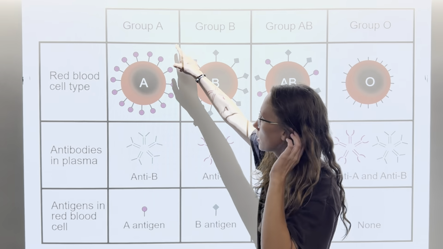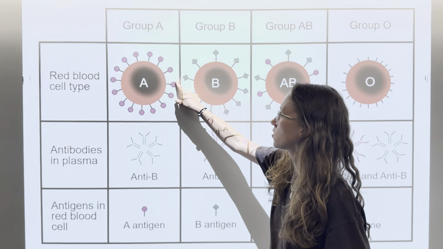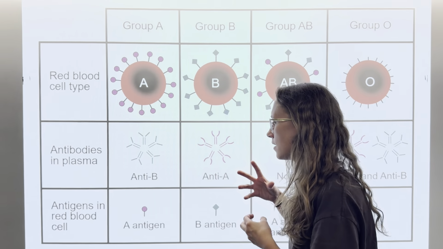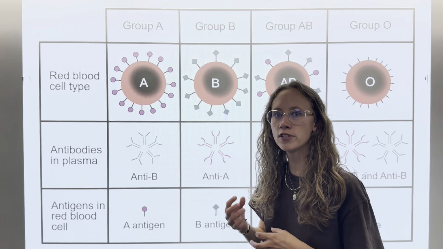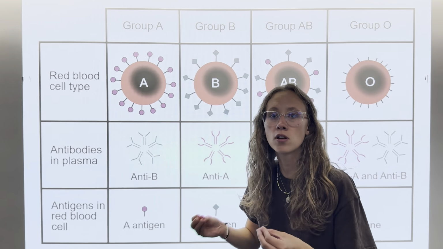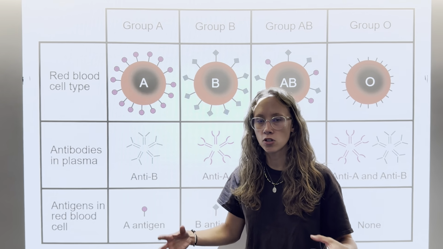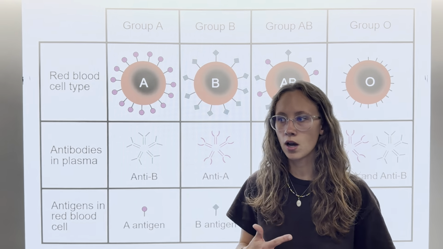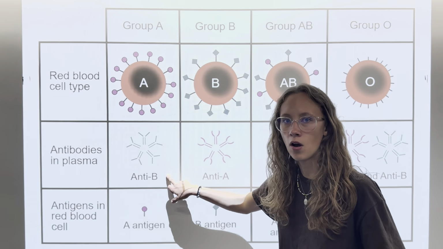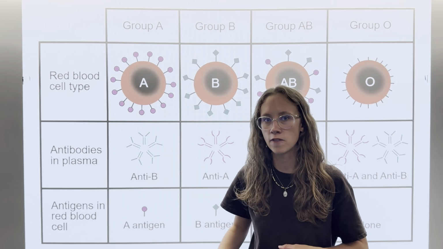So as we can see in group A, we have these A antigens that are on the surface of the red blood cell. What an antigen is, is a molecule that sits on the surface of a cell that basically alerts the body of whether or not that's your cell or not. So antigens help you determine whether or not that cell is yours and help communicate with other types of cells. Antibodies, on the other hand, are pretty much the opposite. So antibodies will attack specific antigens.